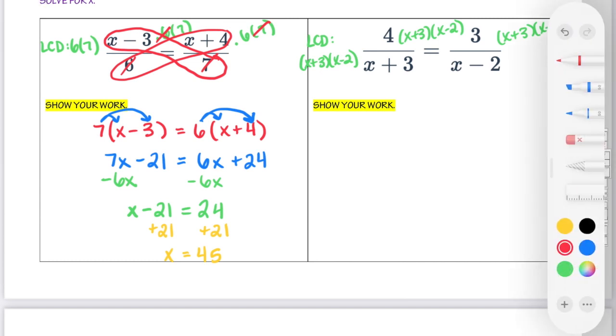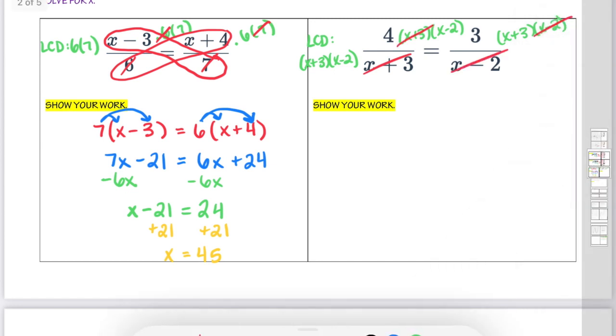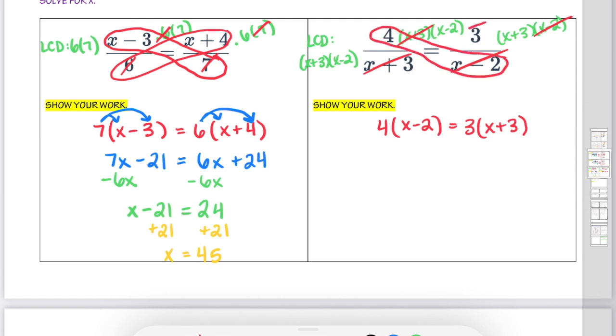So then I cancel out the x plus 3's on the left and the x minus 2's on the right. I'll write down what we have. So I'm left with 4 times (x minus 2) equals 3 times (x plus 3). So you could have just cross multiplied: 4 times (x minus 2) equals 3 times (x plus 3). That's what we got. Again, this only works if you only have one rational term on each side of the equation. My next step is to distribute on both sides.